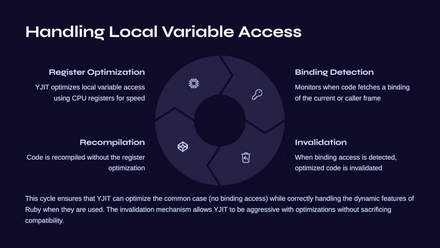Now, before Ruby 3.4, YJIT tended to store local variables in memory on the stack. This was slower, but made them accessible if something needed to escape and find them.